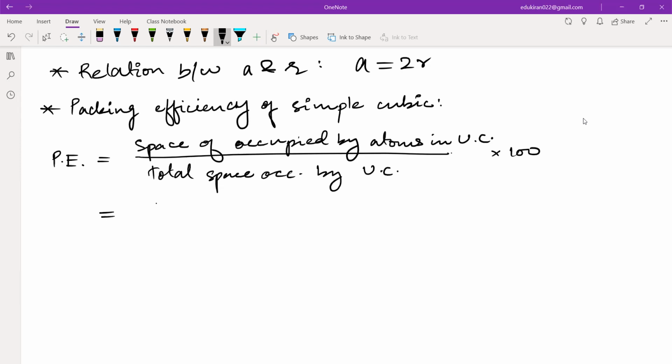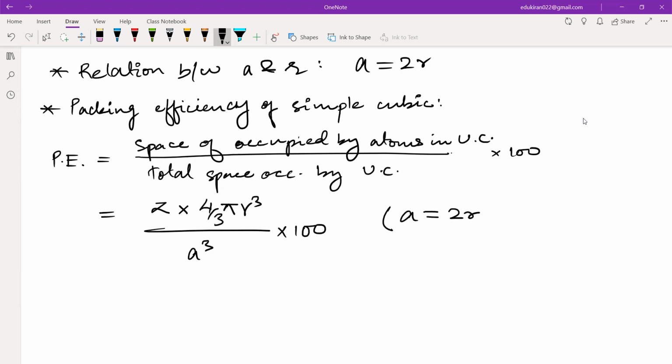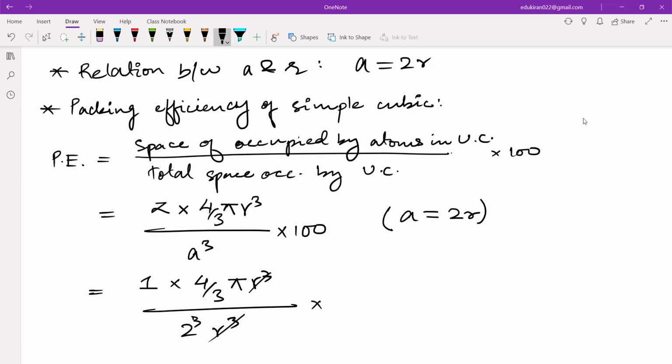Space occupied by unit cell will be equal to the number of atoms inside the unit cell into the space occupied by one atom, and one atom will be 4 by 3 pi r cube, divided by space occupied by unit cell. The unit cell is a cube and its volume will be a cube into 100, and we know that a is equal to 2r. Hence we can write Z is 1 into 4 by 3 pi r cube divided by 2 cube into r cube, and r will get cancelled, into 100.